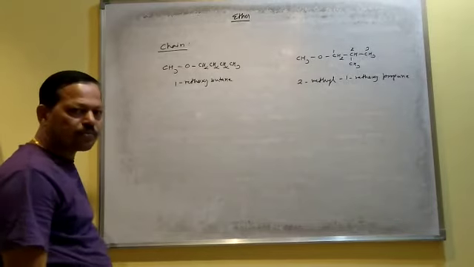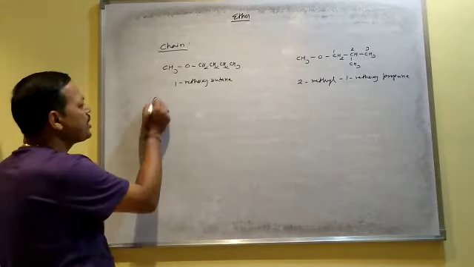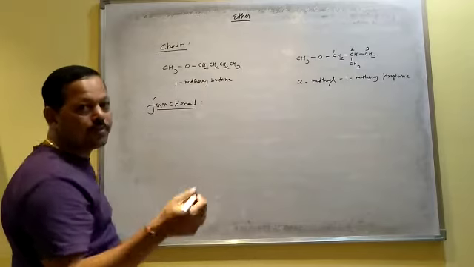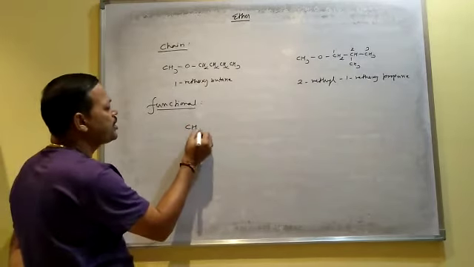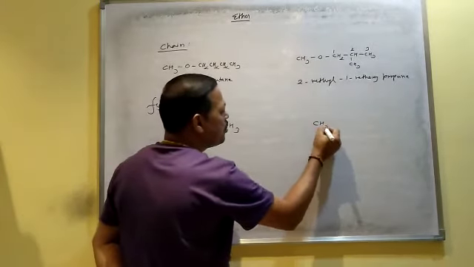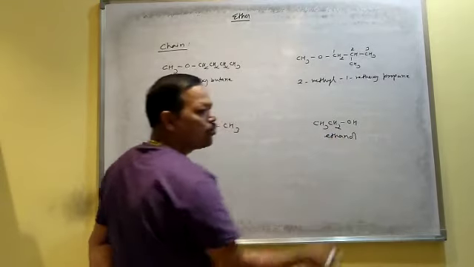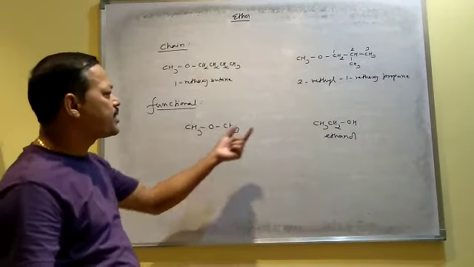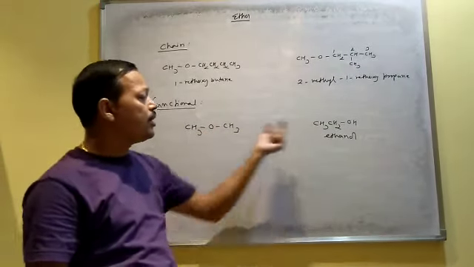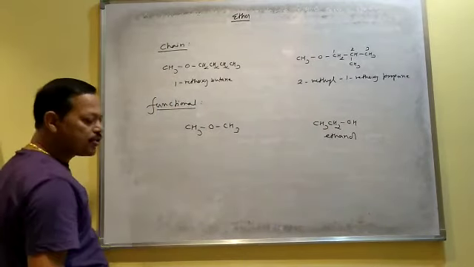Now it can show functional isomers also. Functional isomer means same formula but different functional group. For example, this is one ether which is called methoxymethane, and this is one compound which is called ethanol. You see the formula, their formulas are the same, C2H6O. They are also C2H6O, but here the functional group is ether, here the functional group is alcohol, and this type of isomers are called functional isomers.